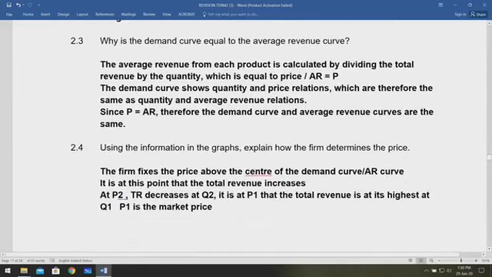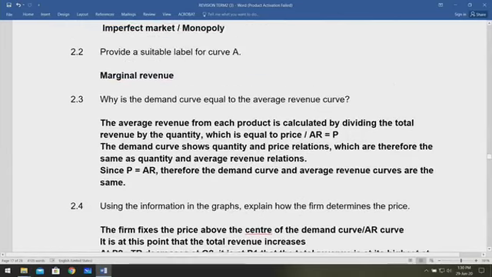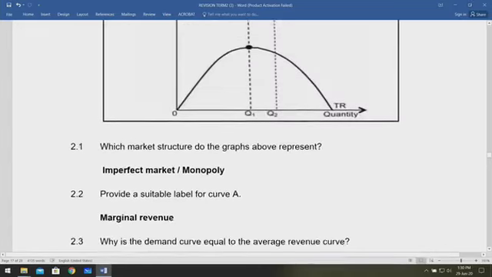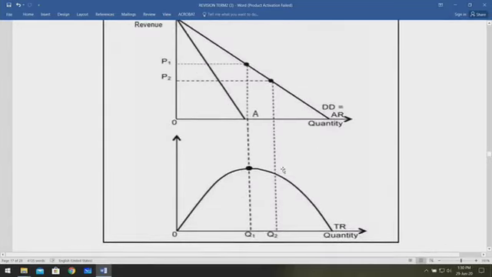Using the information in the graphs, explain how the firm determines the price. Okay, so obviously they will determine their price where they can get the most, where they can possibly get it. If you see here, they will look at their total revenue and see where total revenue is at its peak, or at its highest. And we see it's at that point where total revenue is at its highest. If we take it up, then that's the point where they will set their price.